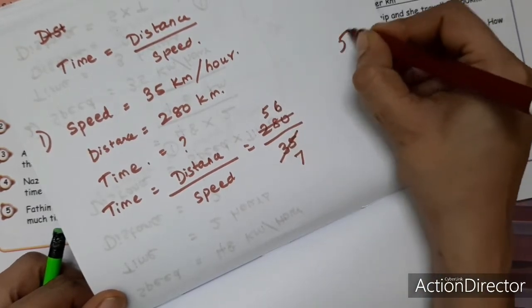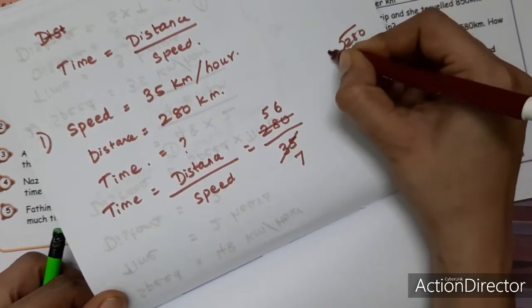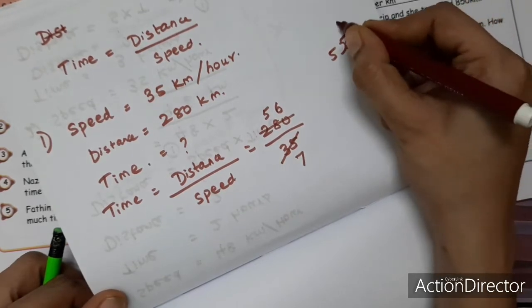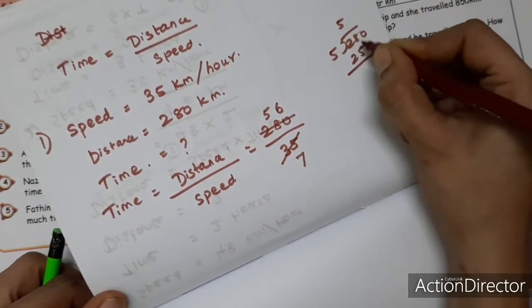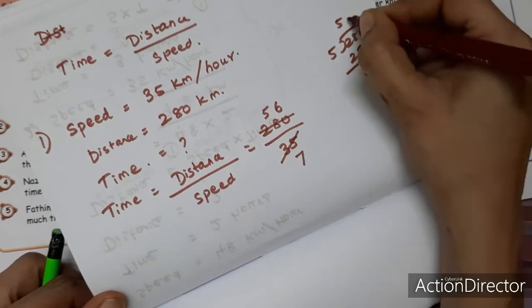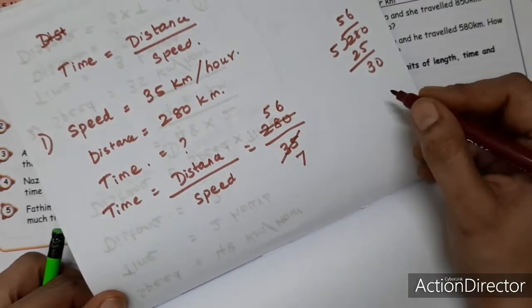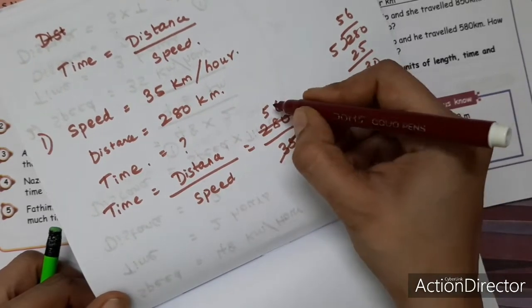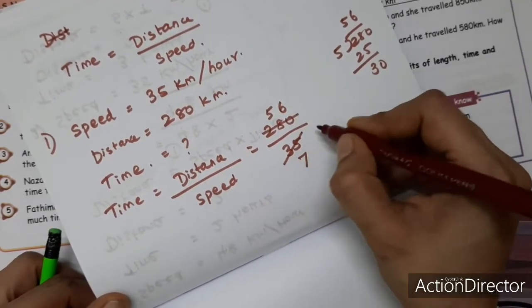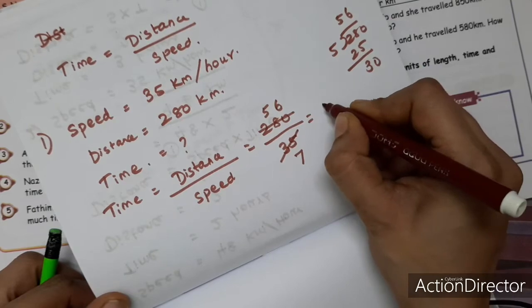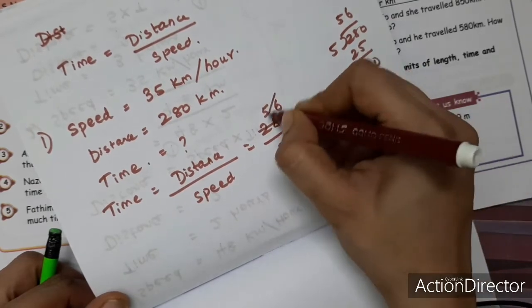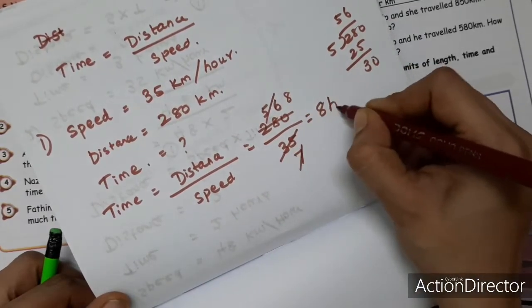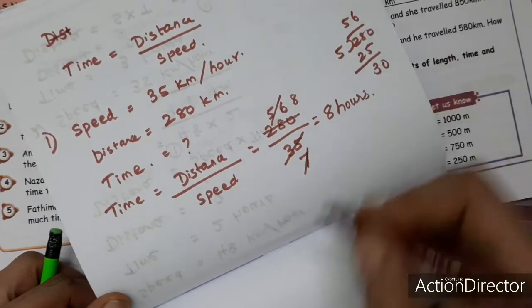Okay, simply divide and see. 280 divided by 5: 5 times 5 is 25, remainder is 3, 0, 6 times. Then 7 tables 56 how many times? 8 times. So the answer is 8 hours.